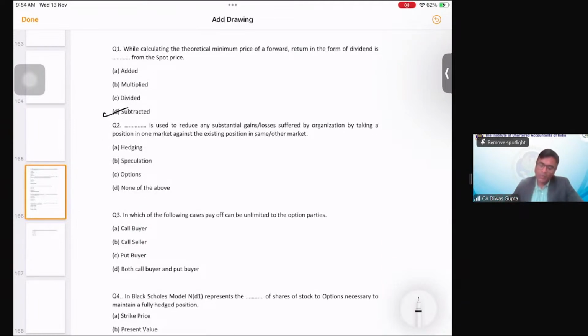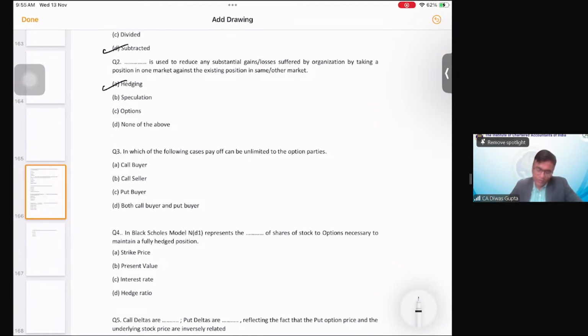You can use the query handle also. Then question number 2, dash is used to reduce any substantial gain loss suffered by the organization by taking a position in one market against the existing position in same or other market. I request you to use the query handle only. Don't voice over the answer, because then other students might get confused with the solution, right? So let all of you answer on the query handle chat box. I am getting answers. Monica, yes. Nisha, yes. Both of you are correct. Yes, I think all of you are correct. This is called hedging. Right. Ojani, you are also right.